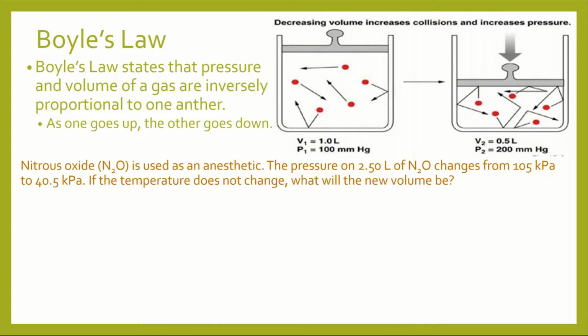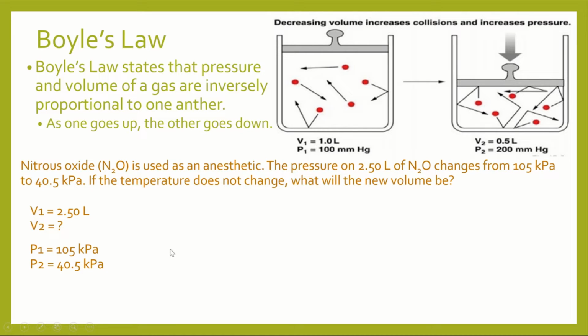So an example, nitrous oxide is used as an anesthetic. The pressure on 2.5 liters of nitrous oxide changes from 105 kilopascals to 40.5 kilopascals. Assuming the temperature does not change, what will the new volume be? Again, I like to list up my variables. My first volume was 2.5 liters. I'm looking for the second volume, the new volume, question mark. My first pressure was 105 kilopascals, and my second pressure was 40.5 kilopascals.